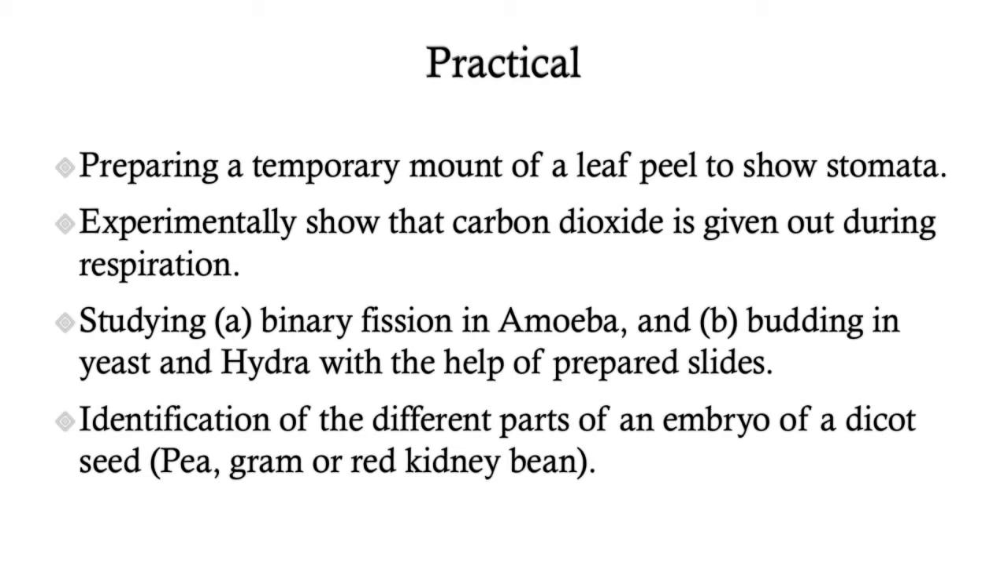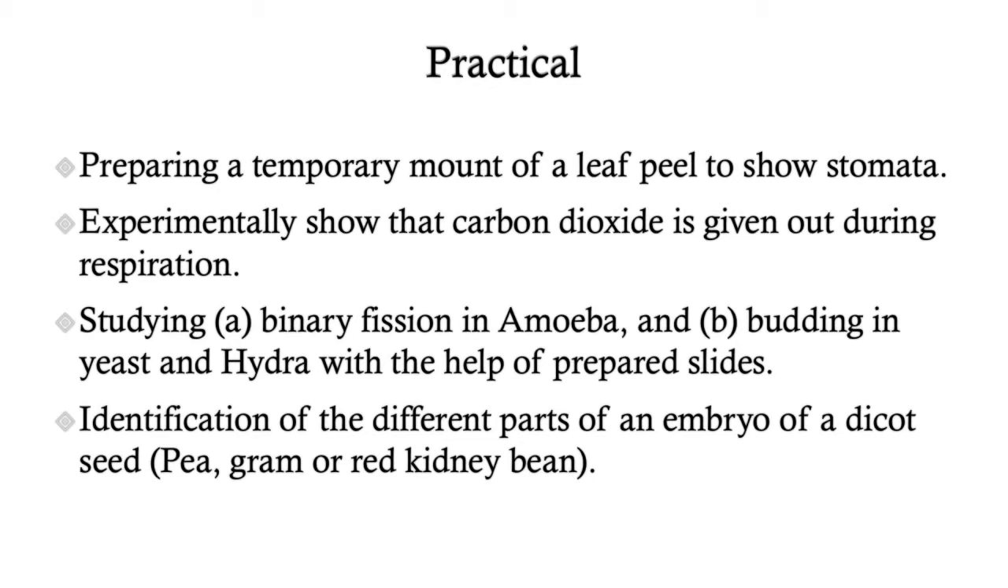So as and when we are finishing the theory concept, we have to perform the practical. So the practicals are as follows. The first one is a preparation of a temporary mount of leaf peel to show the stomata. So we will be taking a certain leaf and making a slide so that we can see the stomata under the microscope. We are not going to use a permanent slide, so we will be preparing it. All of you will be doing it.